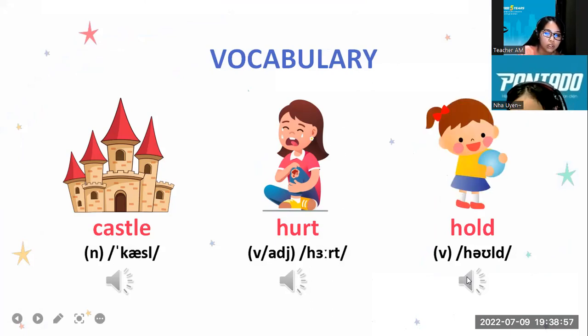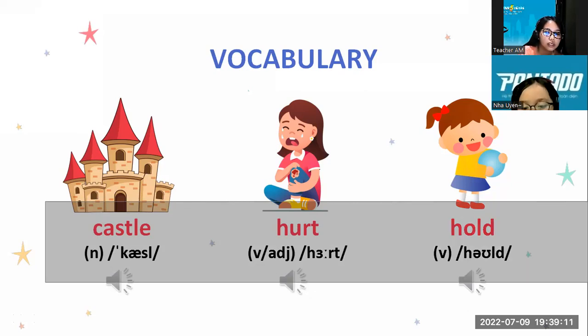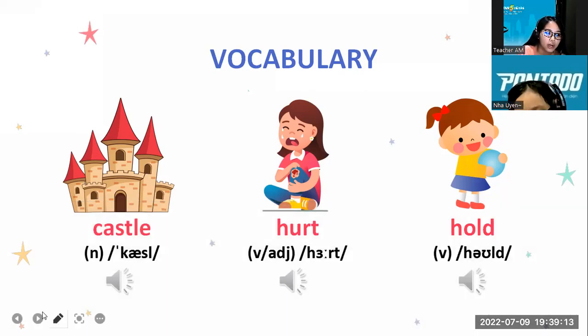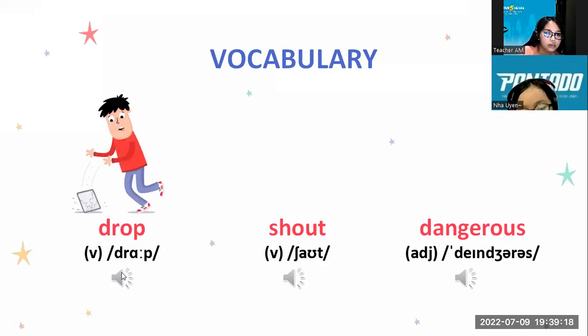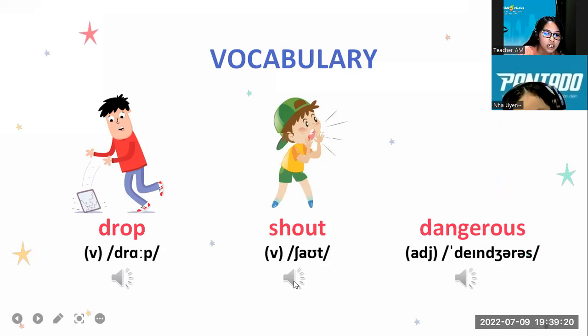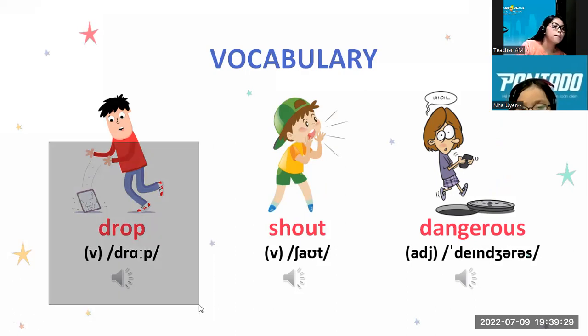Okay, next, hold. She's holding a ball. Okay, so what are the words we have? Castle. Hurt. Hold. Very good. Okay, so next we have here drop. Okay, next shout. Okay, and dangerous. What do you mean by drop?